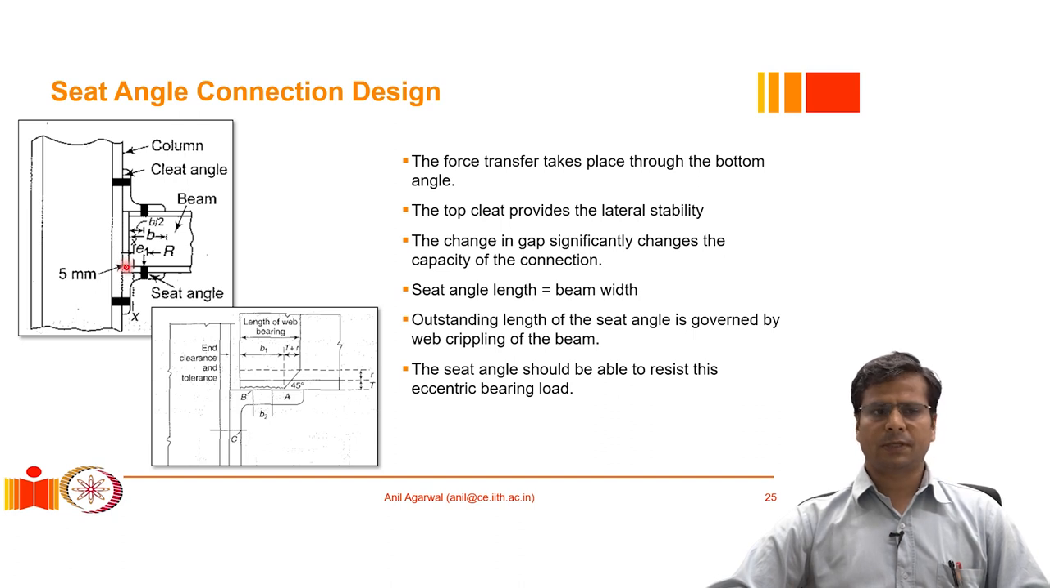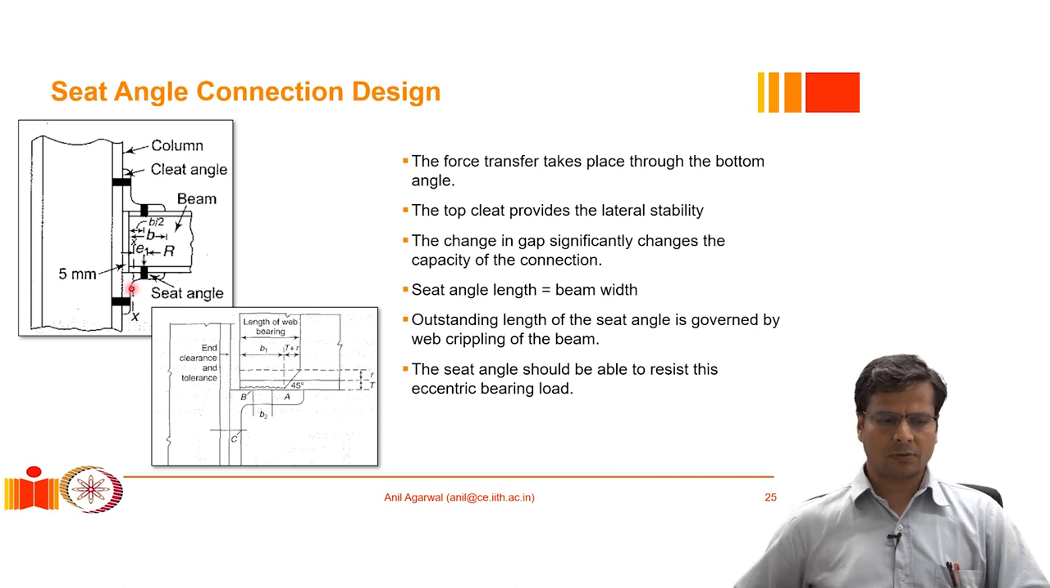However, the downside of it is that if this gap is too high, then the angle here will be loaded with a very large eccentricity. You can appreciate that if the gap between the beam and the column flange is increased, that increases the eccentricity which is acting on this angle. So if I may draw this angle, if this is that angle, and depending on where this load is acting, if the load is acting close to this edge, like shown here, then the moment demand will be less.